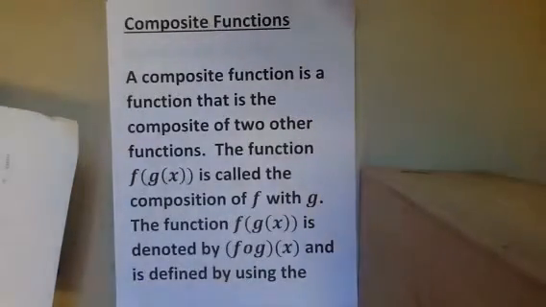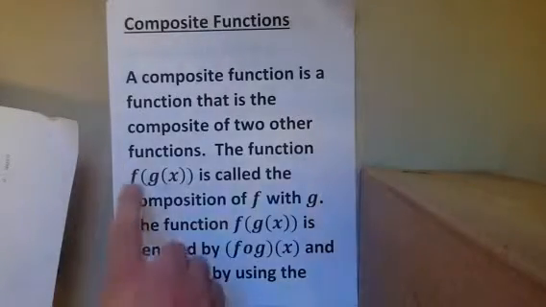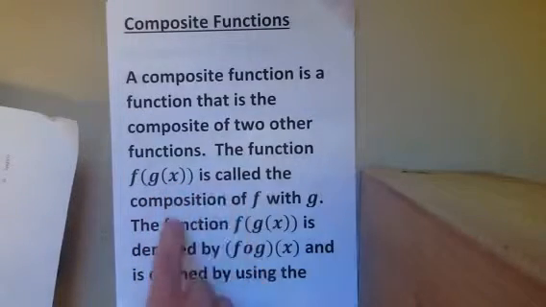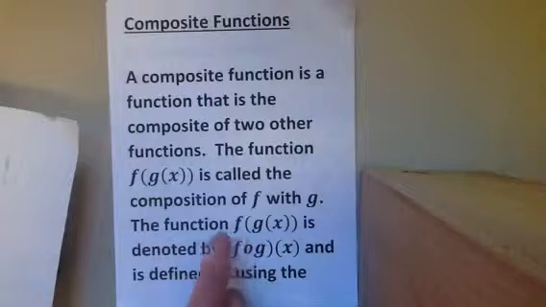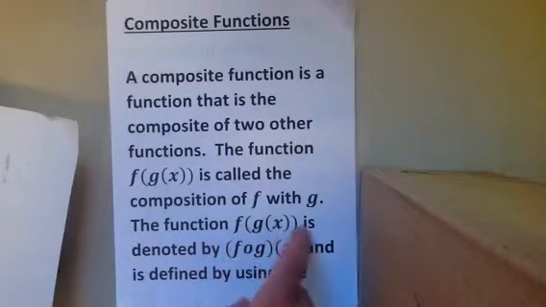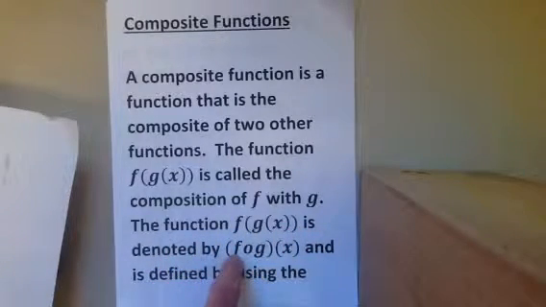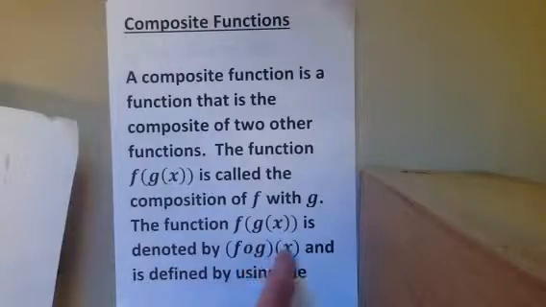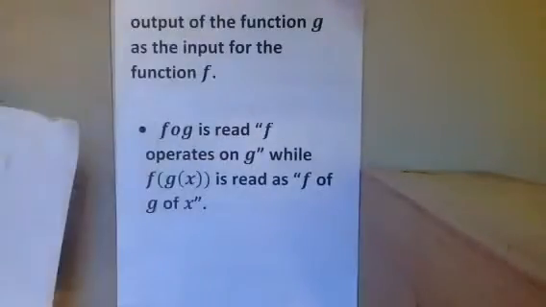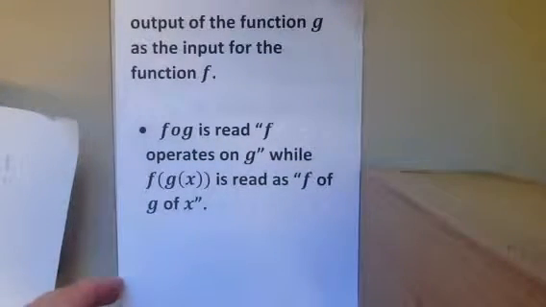Our next lesson is on composite functions. A composite function is a function that is the composite of two other functions. So the function f of g of x is called the composition of f with g. The function f of g of x is denoted by f o g of x and is defined by using the output of the function g as the input for the function f.